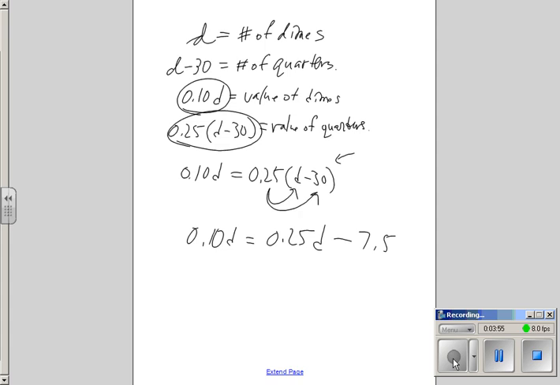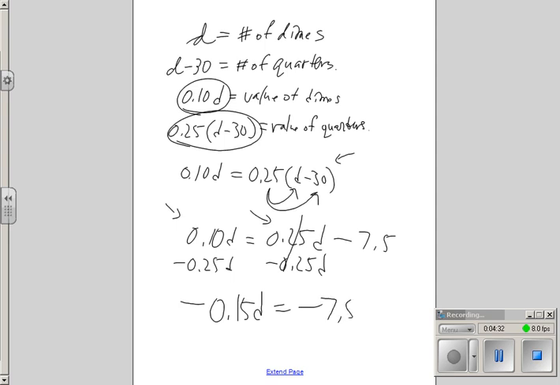Sorry for that. Now we have variables on this side, and we have variables on this side. A general rule of thumb is you get rid of it on the side that has the least amount, but it doesn't really matter. Since I already have my value over on this side, I'm just going to take away 0.25D from both sides. When I do this, I have negative 0.15D on this side, and over here I have negative 7.5. Divide both sides by the coefficient.